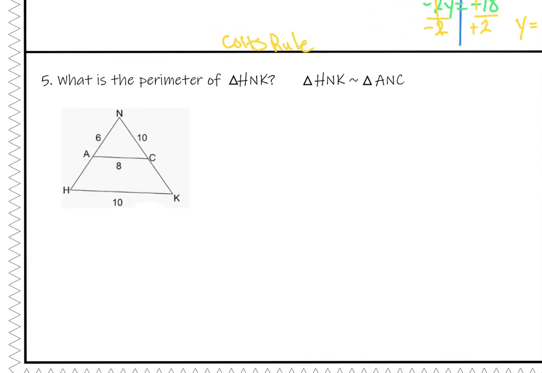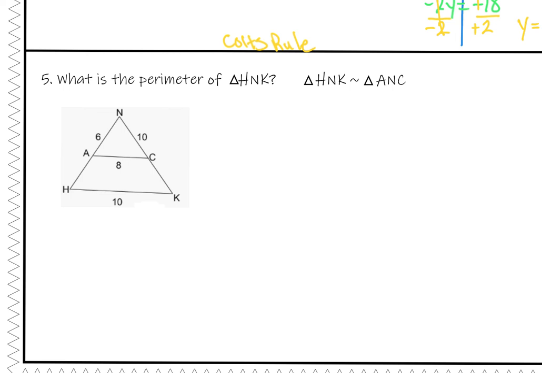Number 5. All right, cool. Make this kind of quick. We've got, what is the perimeter of triangle HNK? It tells us that HNK is similar to triangle ANC. So that's big that it told us that. So again, I'm going to look at this.